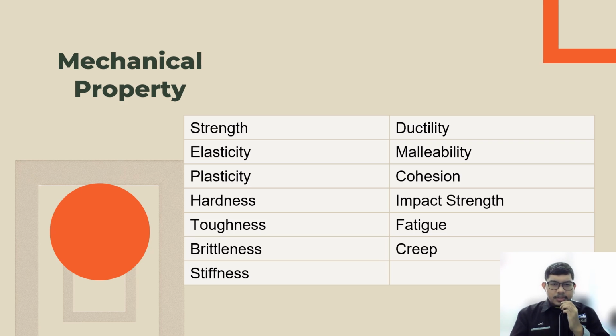Elasticity. Elasticity refers to a material's capacity to return to its original shape after being stressed. Plasticity. Plasticity is a mechanical characteristic of materials that illustrates their capacity to deform without breaking under strain and to maintain the deformed form once the load has been lifted.